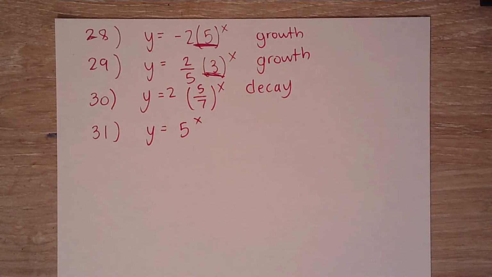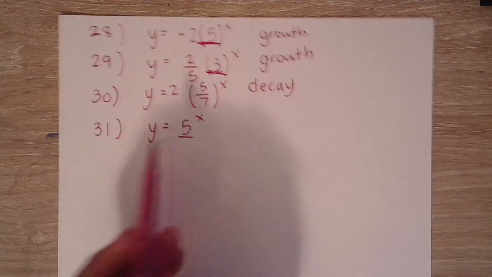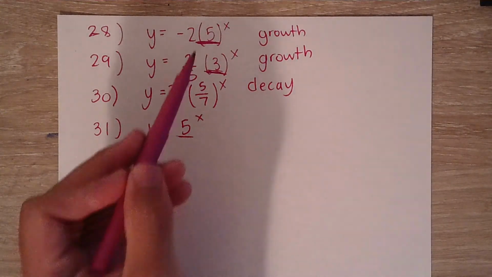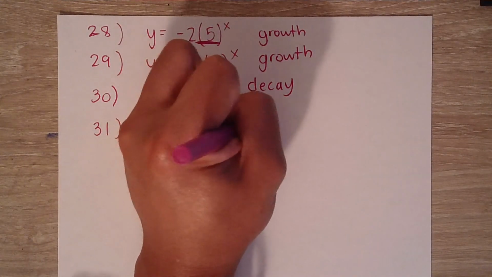And then 31, well, that one's probably the easiest out of all these. We just look at our 5. We know, as I said before, 5 times 5 times 5 times 5, that's going to grow. So growth.